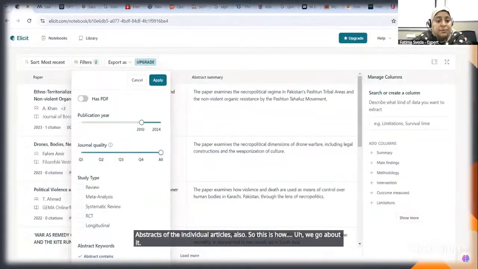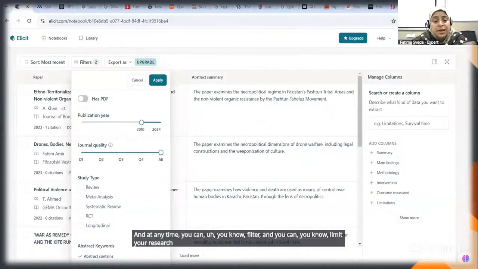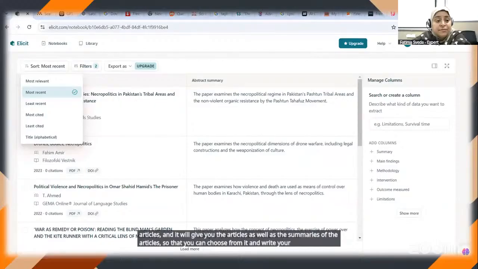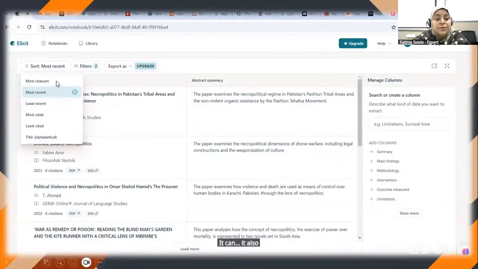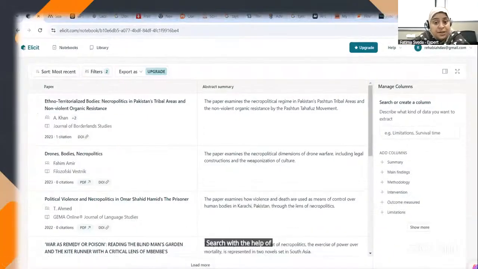And at any time you can filter, and you can limit your research. You can ask it to give, for example, articles from 2010 to 2024, and it will give you the articles as well as the summaries of the articles, so that you can choose from it and write your literature review. It also has the option of the most relevant, most recent, least recent, most cited, least cited articles, which you can also search with the help of it, you see.